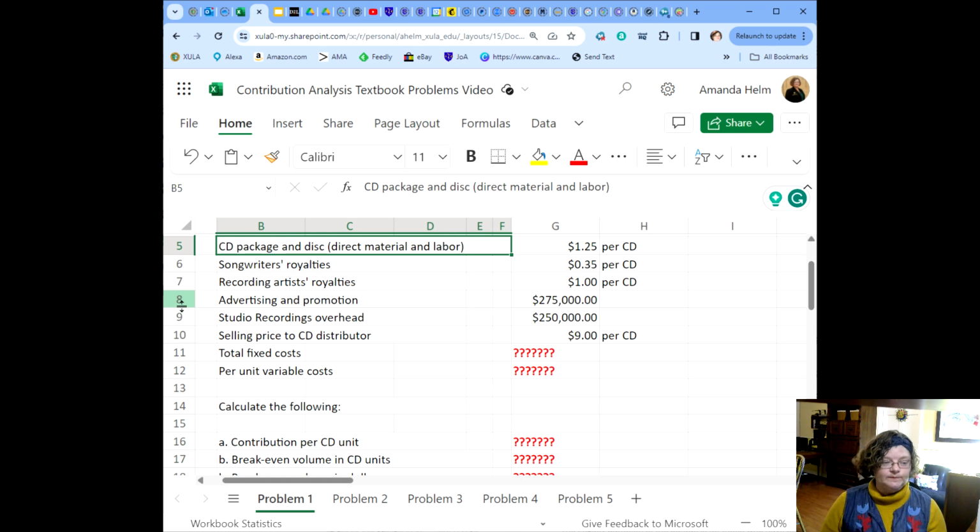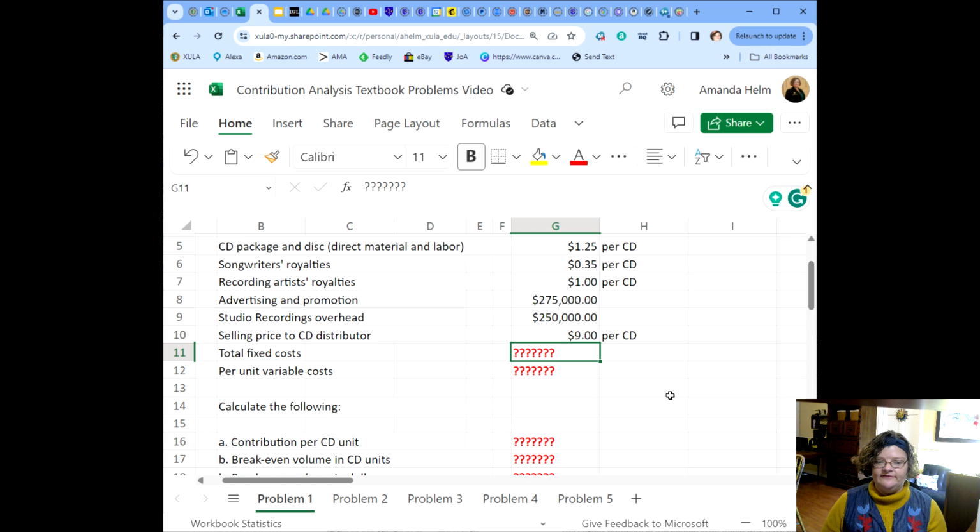Keeping it simple here. Okay, so first thing we've got to do is figure out which of these costs are fixed and which are variable. Now this problem makes it really simple for you, because you know that for variable costs, anything that's per CD is a variable cost.